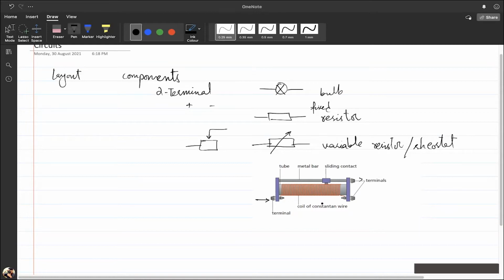Then we have some variable resistors that depend on external quantities. Like this is a thermistor. It's a variable resistor, but it depends on heat. If you have a high temperature, it has a lower resistance. And if you have a low temperature, it has a high resistance. Similarly, we have LDRs. LDRs are basically these things.